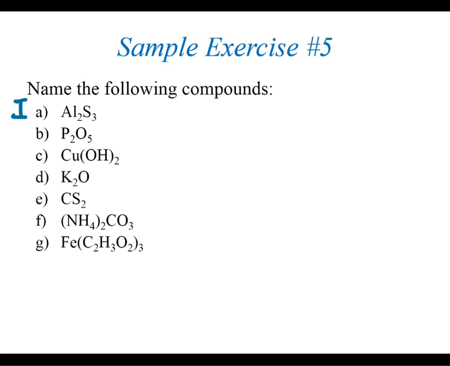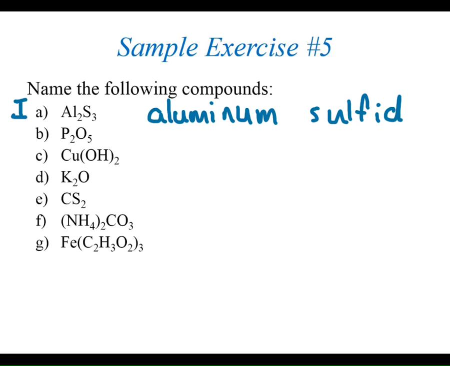So what's Al called? Aluminum. Will that need a Roman numeral? Why not? It's in the magic triangle. And what's sulfur by itself called? Sulfide. That was easy. Aluminum sulfide. Okay, perfect.